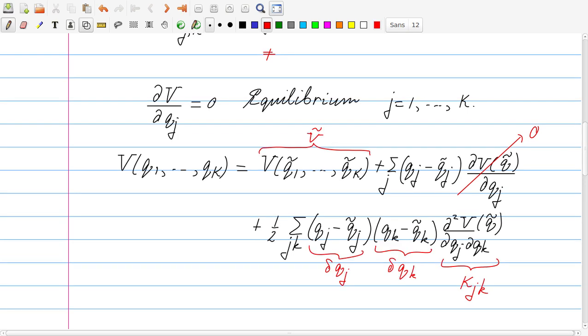In order to elucidate the structure of the result, we define V at the equilibrium point simply by V tilde. Then we take the derivative of q_j from its equilibrium as delta q_j, and therefore q_k minus q_k tilde is delta q_k. And the second derivative of the potential with respect to q_j and q_k is abbreviated by the symbol K_jk. And then we obtain the following form.